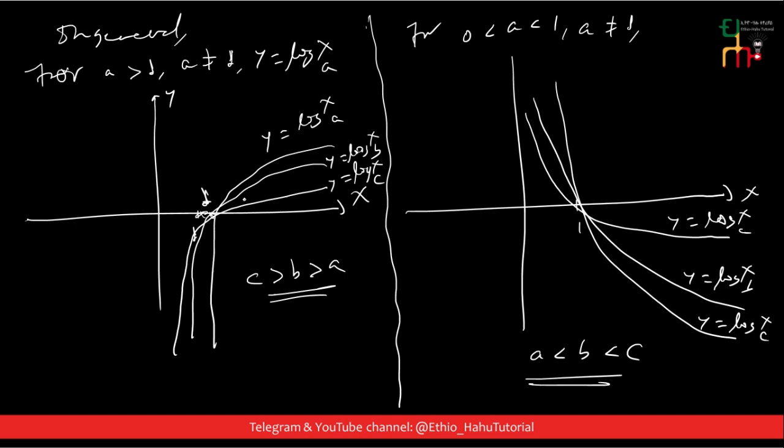But for a greater than 1, the graph is close to the x-axis as a increases. In this case, a, b, and c are less than 1 and greater than 0. But in this case, a, b, and c are greater than 1. And for c greater than b and greater than a, the graph of y is equal to logarithm of x to the base c is closer to the x-axis than y is equal to logarithm of x to the base b, and y is equal to logarithm of x to the base a. And this is all about the graphs of logarithmic function.